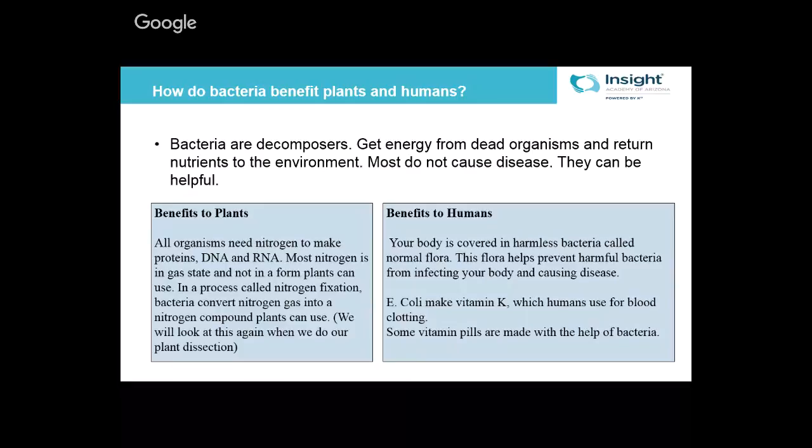There are some vitamin pills that are made with the help of bacteria. We have bacteria in our stomach that help us break down food, help us absorb vitamins, things like that. So we want the healthy bacteria in our stomach. Probiotics are listed as healthy bacteria. So if you take an antibiotic that destroys all the bacteria in your stomach, then you can take probiotics and it'll help put that good bacteria back in there.